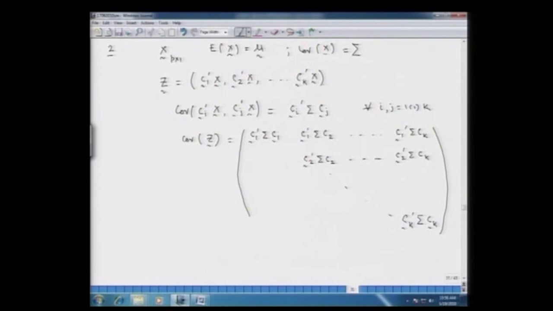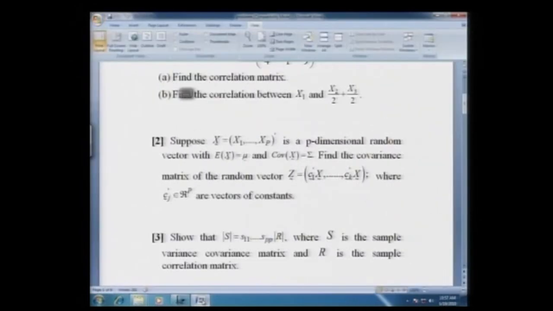So this basically is what we are trying to find out. So this is the k dimensional vector, because this is the first entry, this is the second, and this is the kth entry, and we have all these c i's belonging to R to the power p conforming to this particular random vector, which is x, right. So this is the covariance matrix that we wanted to derive for this new k dimensional random vector. Let us now look at the third problem.